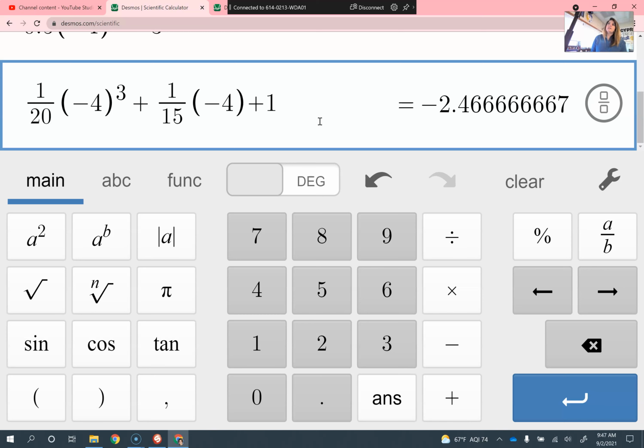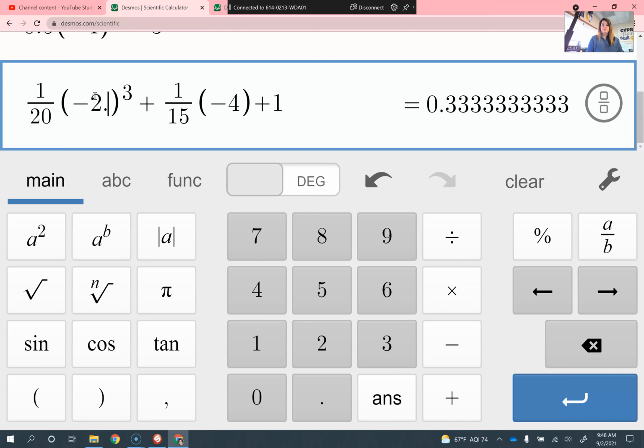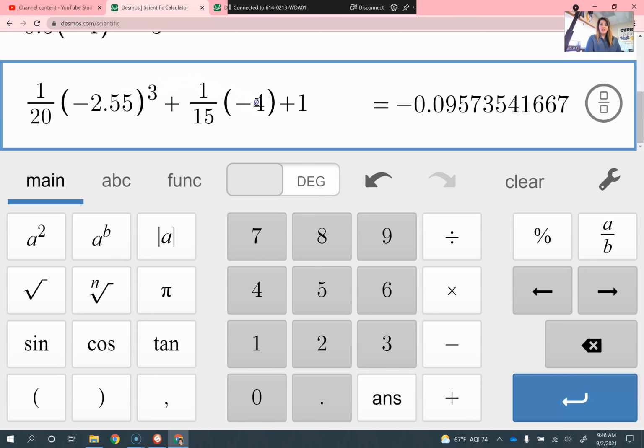So I'm getting -2.466, blah, blah, blah. I'm going to take that to -2.5. So for my ordered pair, I'm at -4, -2.5. Then when I go to plug in this number, -2.55, I'm just going to highlight that 4 and type in 2.55. Then I'm going to highlight the next 4 and do the same thing.